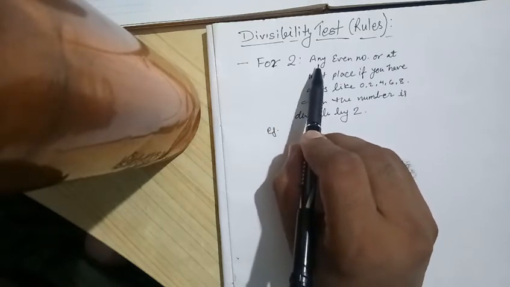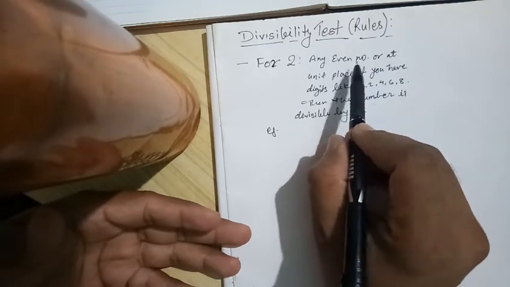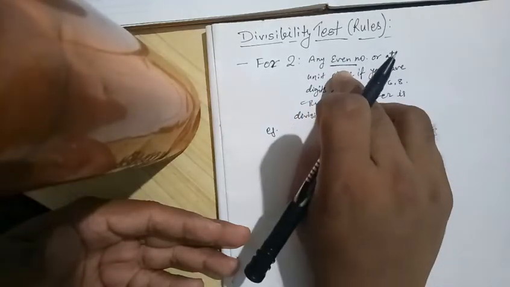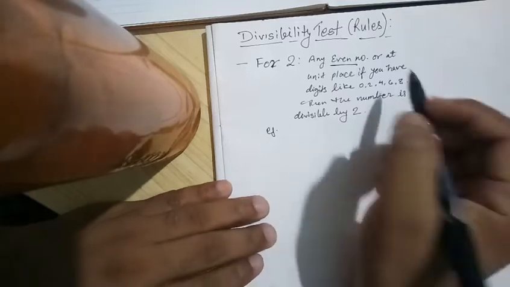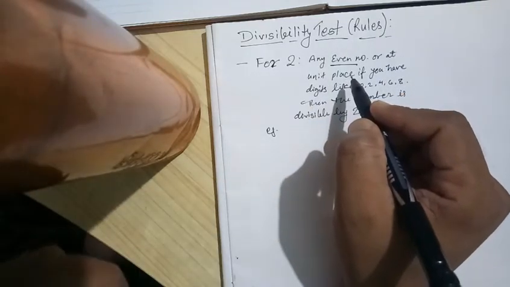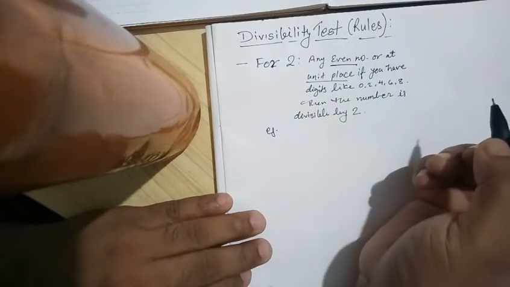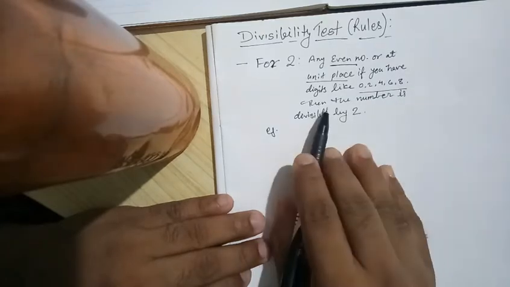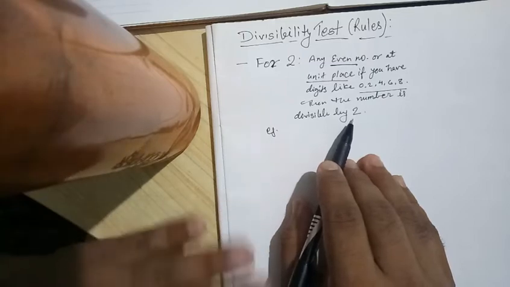Now if any number is given to you, and if it is an even number, I underline this, if your number is an even number, then it is divisible by 2. Or at unit place, if you have difficulty finding whether your number is even or not, just check out the unit place number. If it is written 20468, then the number given to you is divisible by 2 completely.